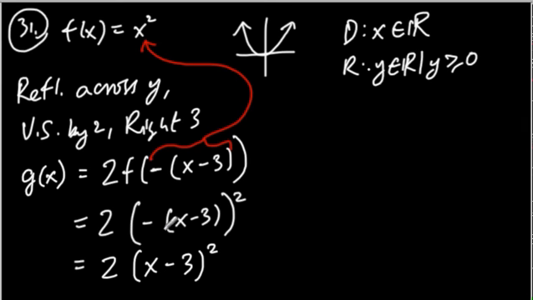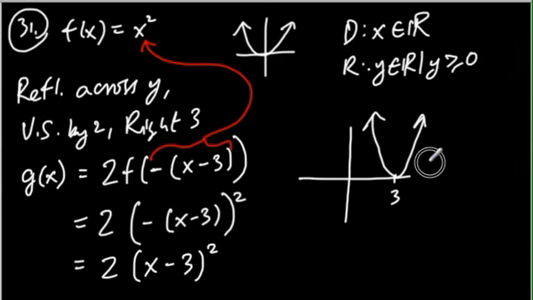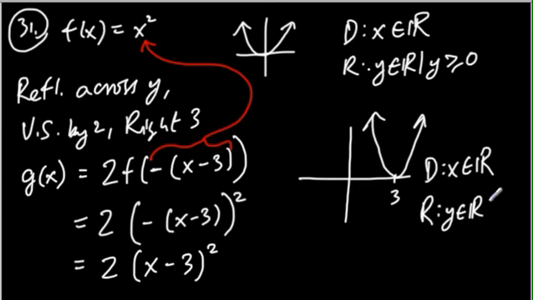Later on, you'll see examples where if it's moved to the right, where if you have a negative, it won't exactly be the same. And I'll explain why when we get there. So basically, this looks like it's 3 to the right, and it's stretched by 2. So the domain is still the same. X is an element of reals, and the range is y is an element of reals, and y is greater than or equal to 0.